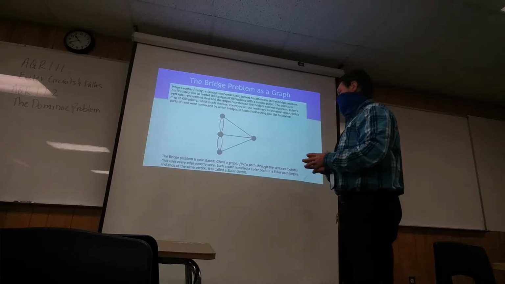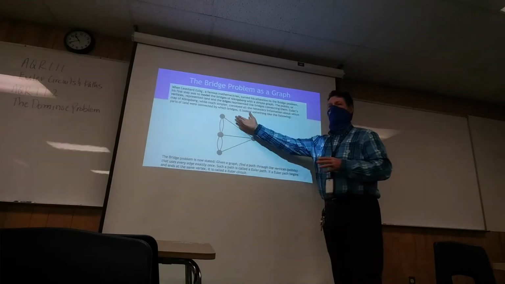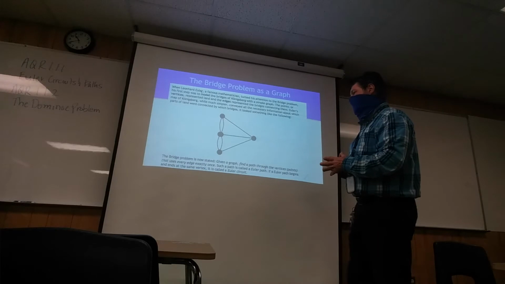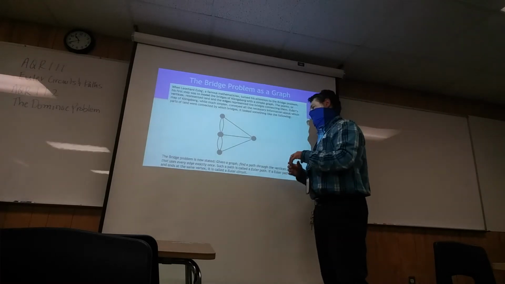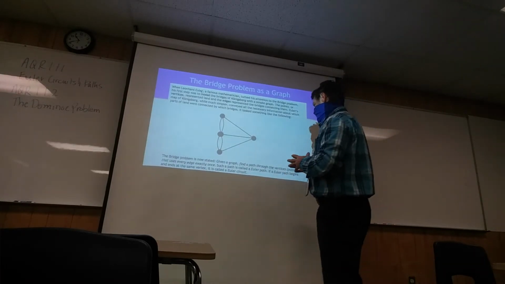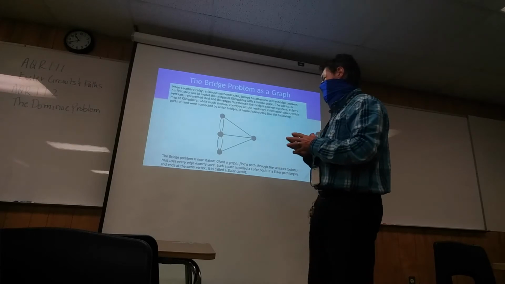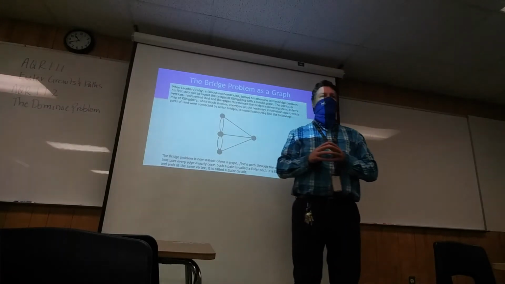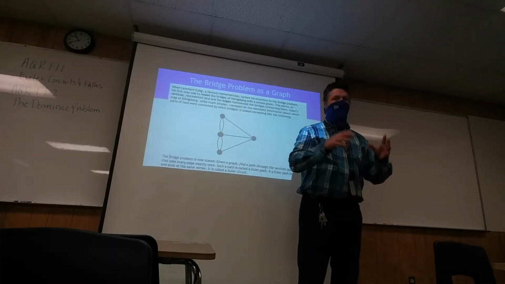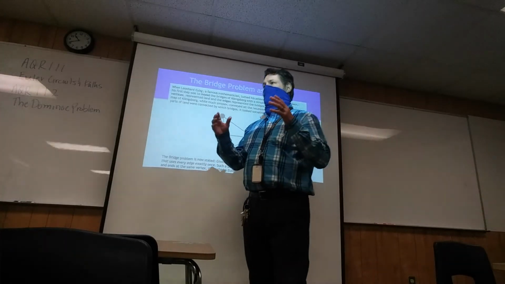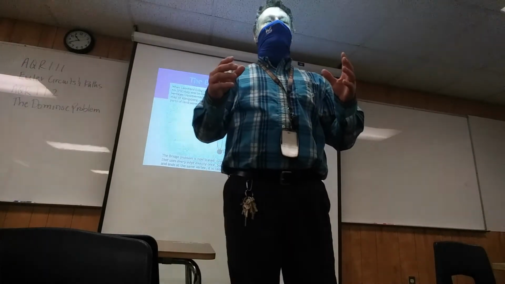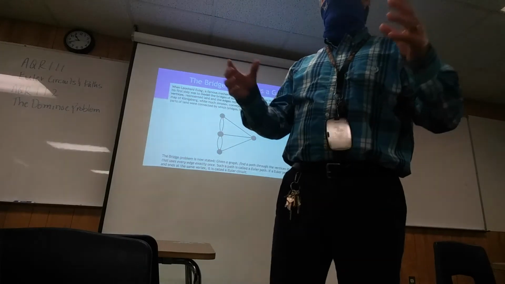The bridge problem is now stated. Given a graph, find a path through the vertices, or the points, that uses every edge exactly once. Such a path is called an Euler path. If an Euler path begins and ends at the same vertex, it's called an Euler circuit. Now I want you to think about that for a second. This is important. If an Euler circuit exists, so does an Euler path by definition.